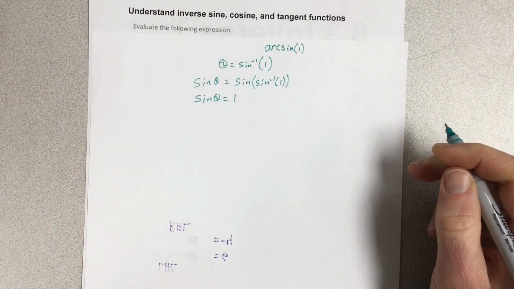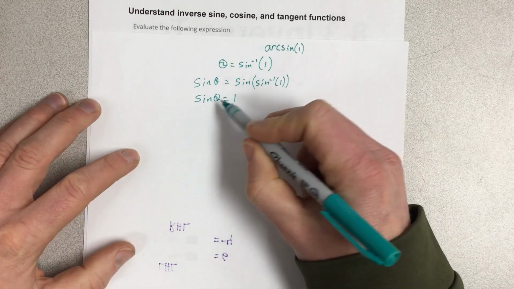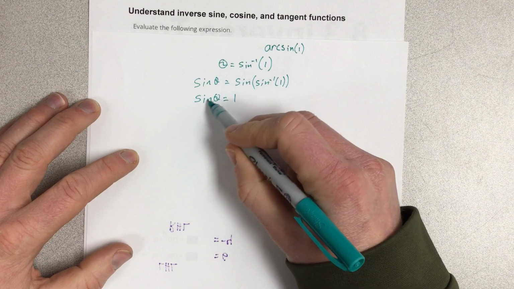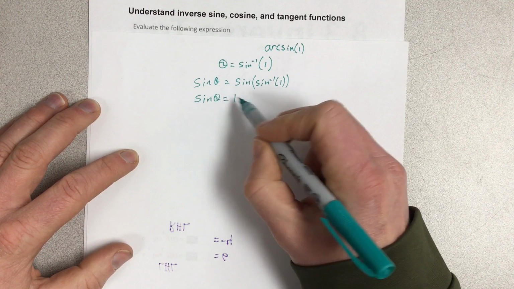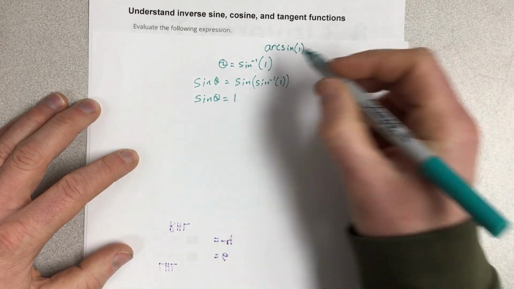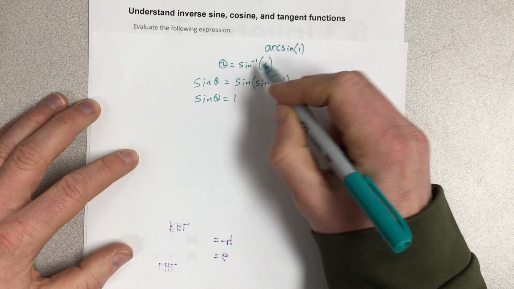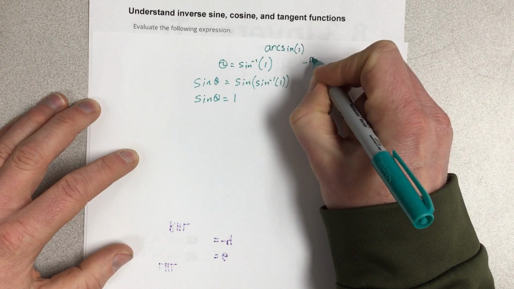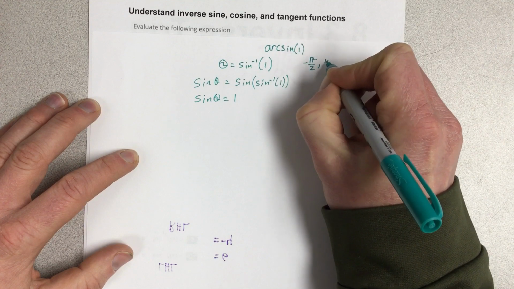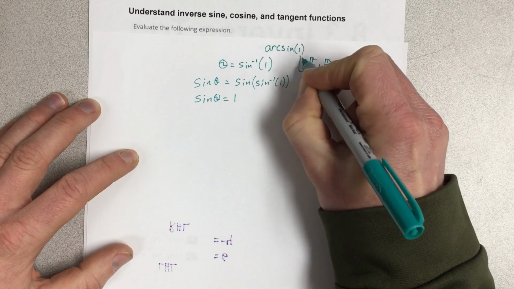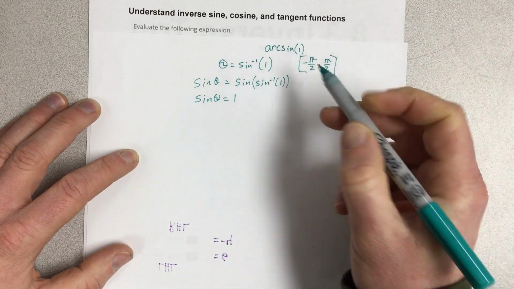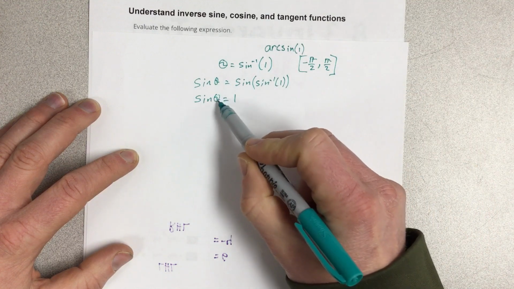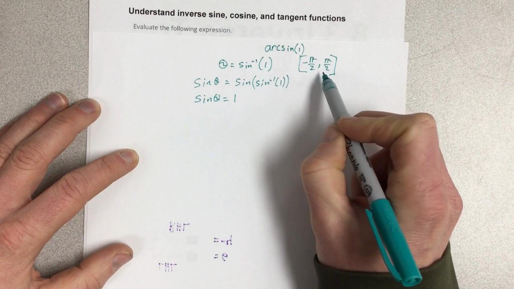Now, a couple things here. I'm going to look for the angle that I would have to have for sine to get a value of 1. But I need to make sure that I'm within the range of sine inverse. Well, the range of sine inverse goes from negative pi over 2 to pi over 2. So when I find this value for theta, it needs to be within this range.